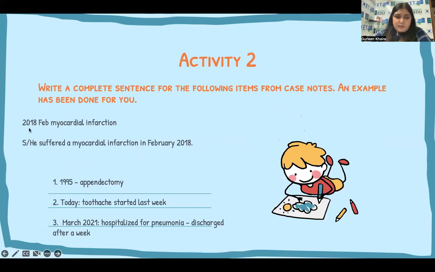Now, let's first discuss an example. Suppose this is the case note, 2018 Feb myocardial infarction. If I transform this, she or he or the patient suffered a myocardial infarction in February 2018. Just imagine, for example, if the case note was 2 years before dash myocardial infarction. How would we write that sentence then?